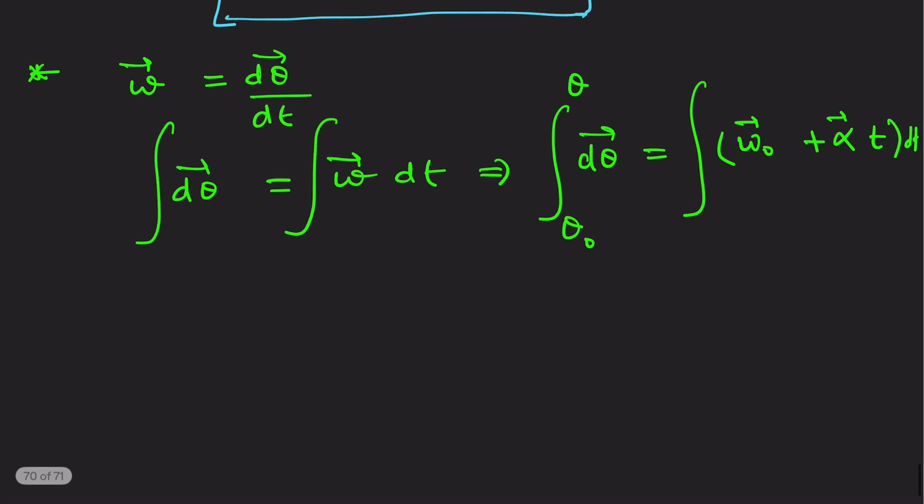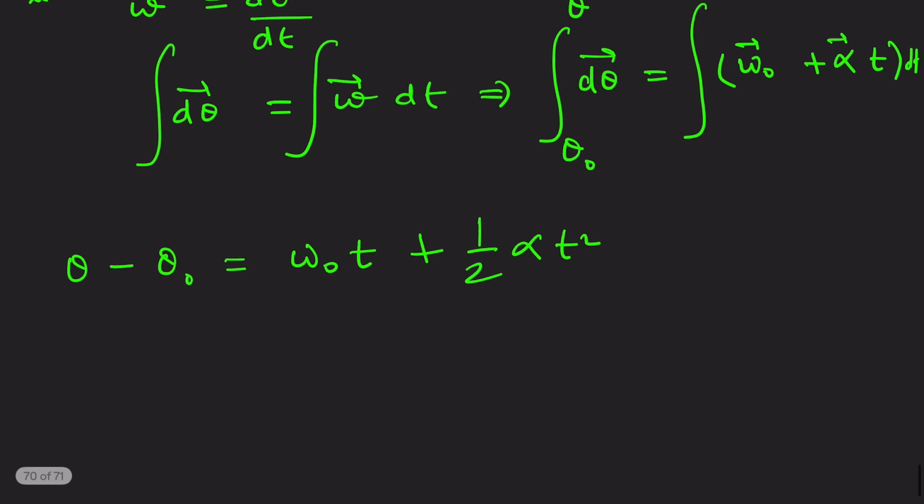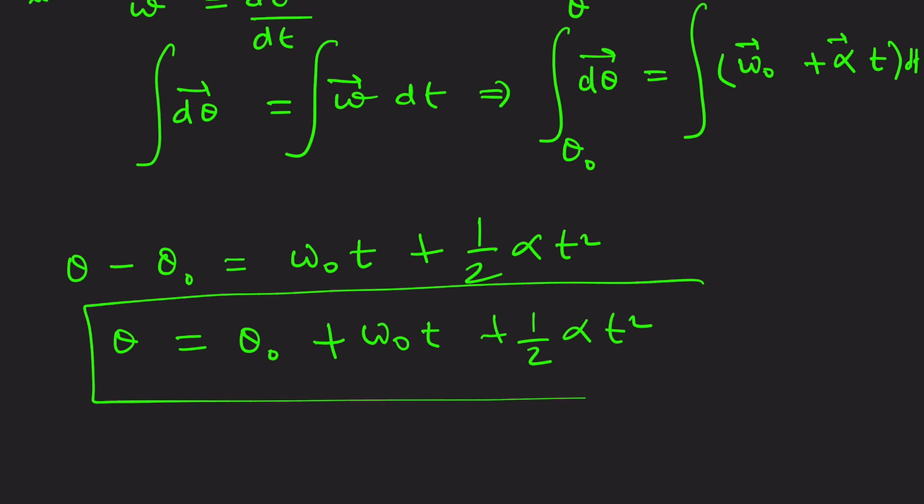So guys, in this case, we can say that theta minus theta naught is going to be omega naught t plus half alpha t square. So theta is equal to theta naught plus omega naught t plus half alpha t square. Here, of course, alpha is going to have a certain direction, either in the same direction as omega naught or in the opposite direction. So we have to take care of those things. Please remember all those things, guys.